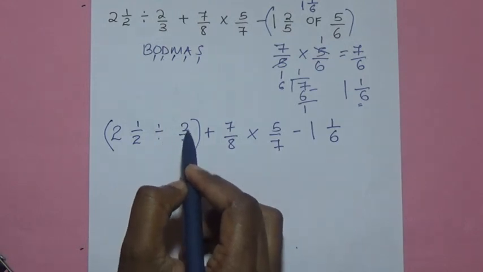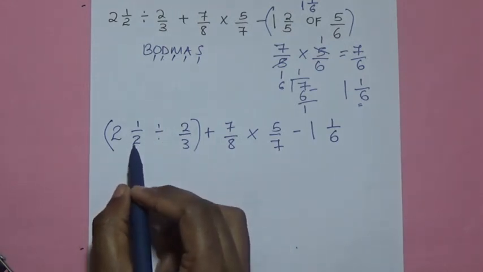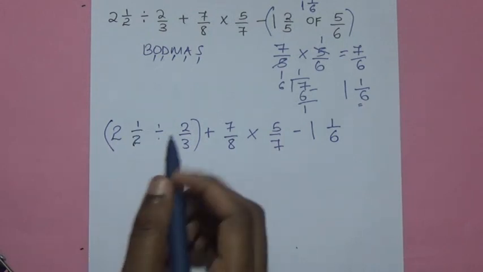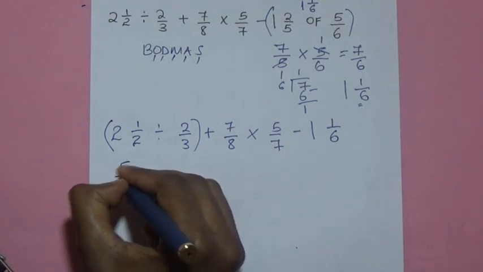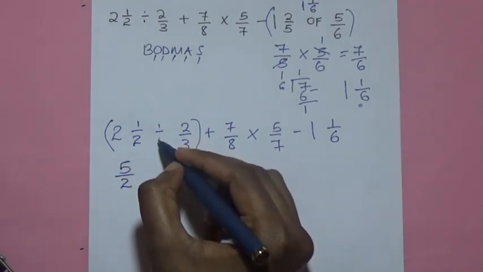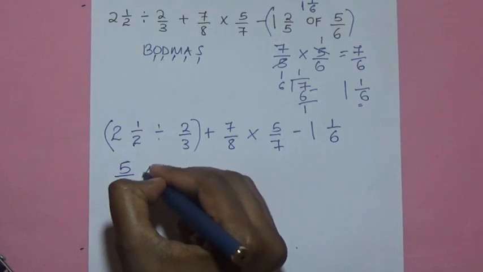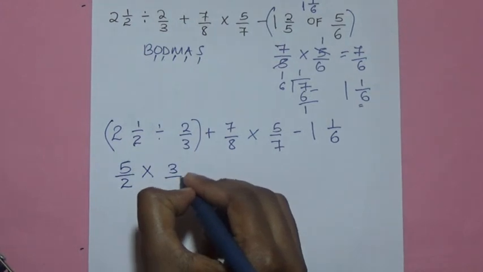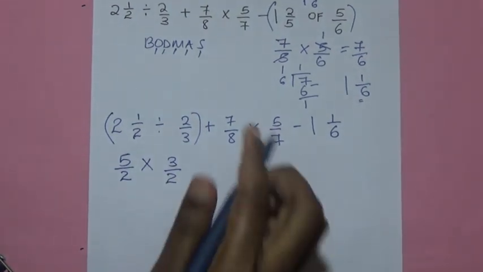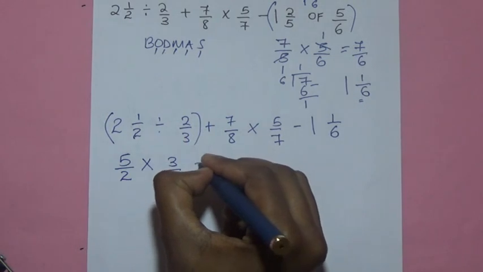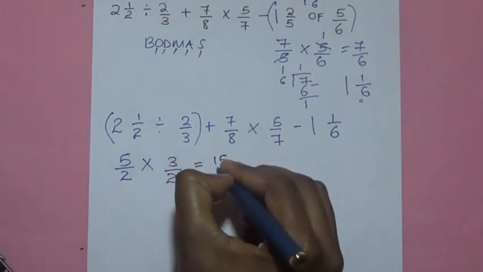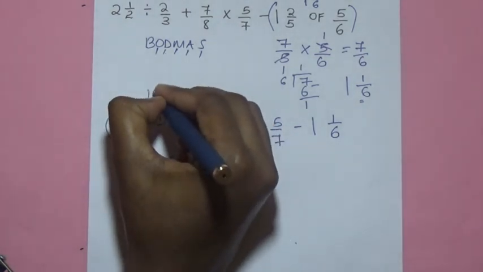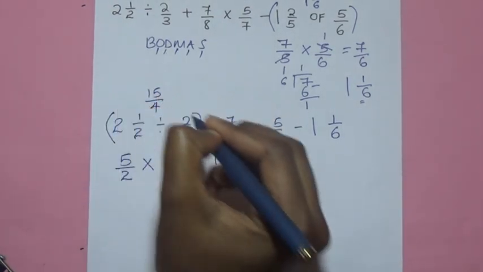2.5 divided by 2 over 3. First we need to change this into an improper fraction. It will be 2 times 2 is 4 plus 1 is 5. So it will be 5 over 2. Change the division sign into multiplication. And then the reciprocal of 2 over 3 will be 3 over 2. Okay? Then when you multiply, you will get 15 over 4. So the answer here will be 15 over 4.